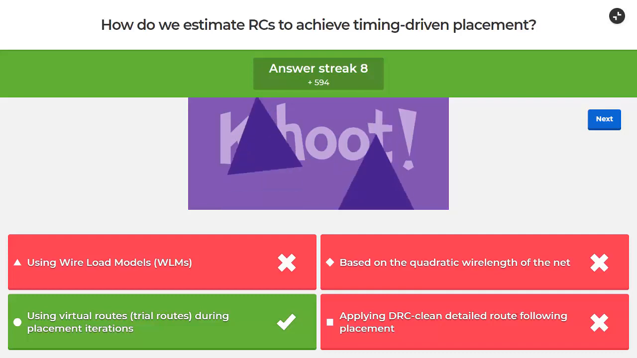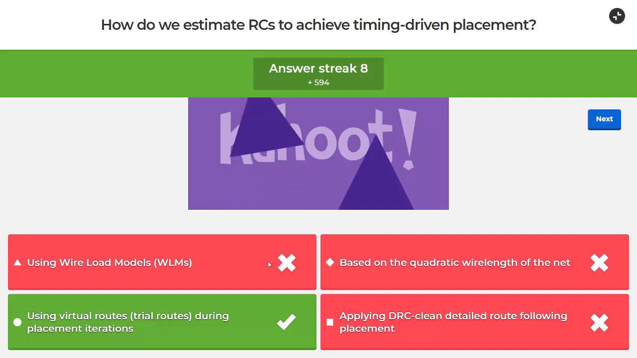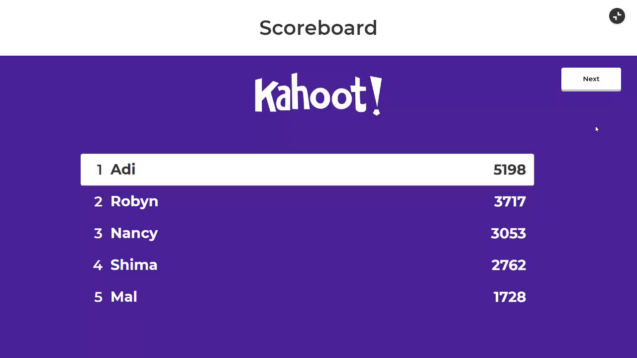Applying DRC clean detailed route following placement, well, as we said, that's going to be too time consuming, too hard to do at this stage, so we're going to do it later on. What about using virtual routes during placement iteration? So we said that's kind of the best of both worlds. It's quick, it's a bit dirty, but it's quick, and it gives us a good ballpark estimation of what the RCs are.